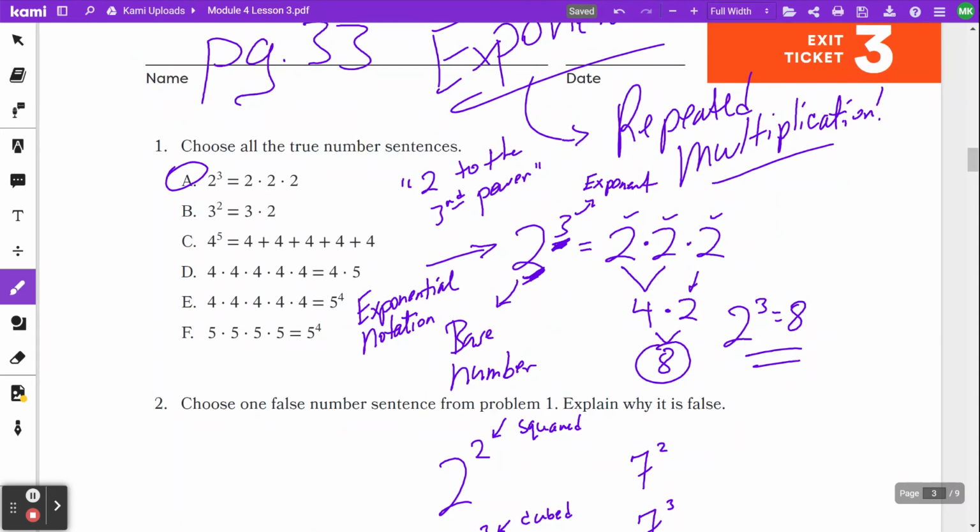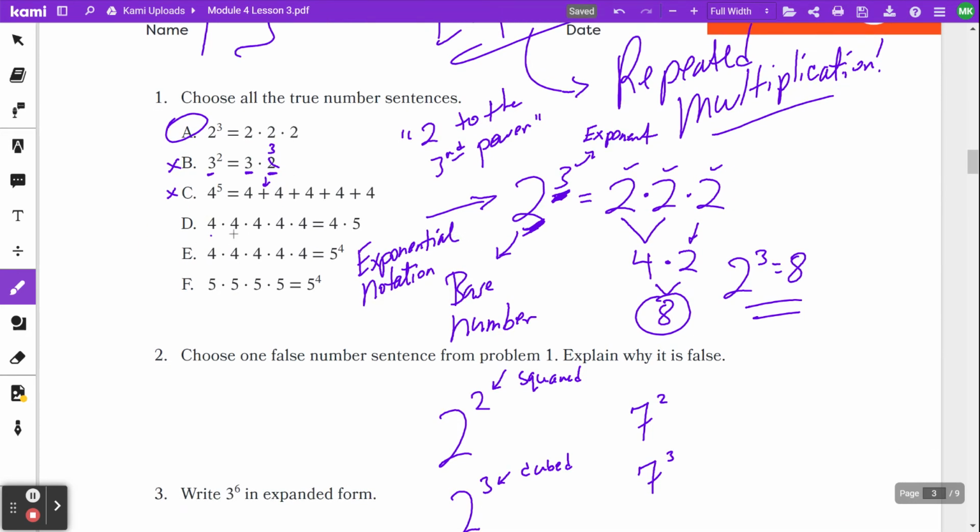Okay, and so we could take a look over here. This one's not right, because 3 has to be listed as the factor 2 times. So that one's wrong. It should be a 3. This is addition, so that's wrong. It has to be multiplication. Let's see, 4 times 4 times 4 times 4 times 4: 1, 2, 3, 4, 5. No. This isn't 4 times 5. That would be addition, because that would be 4 groups of 5.